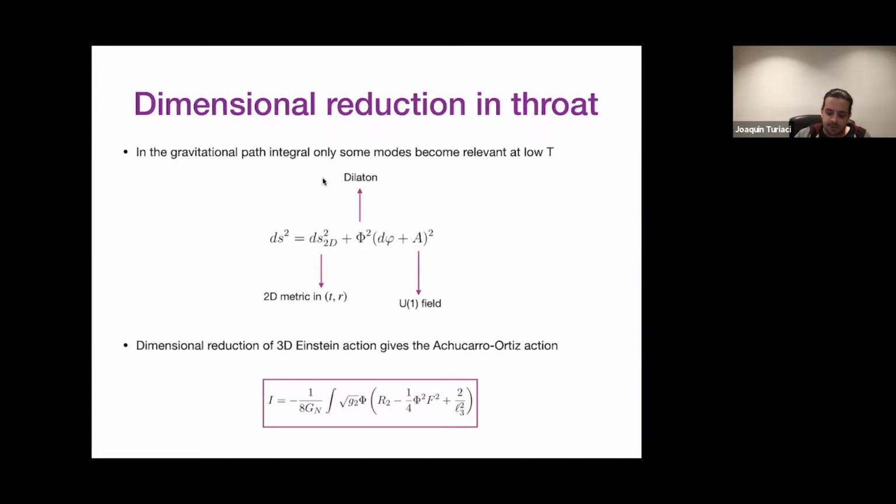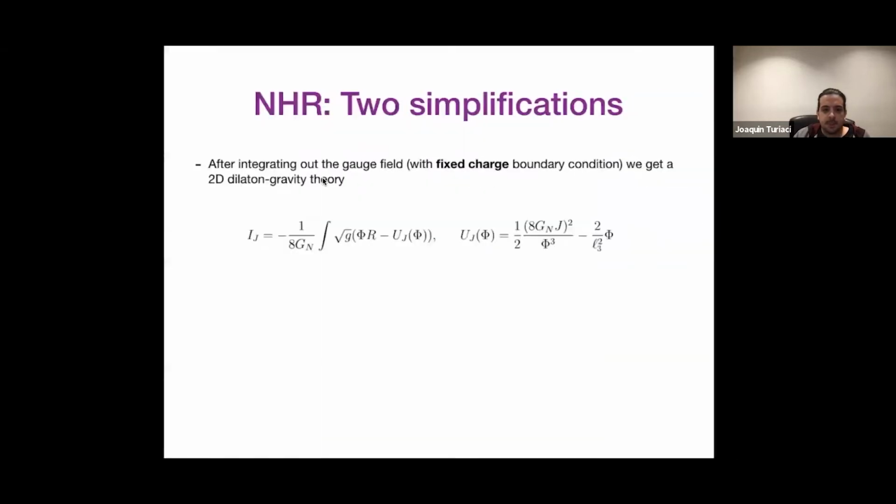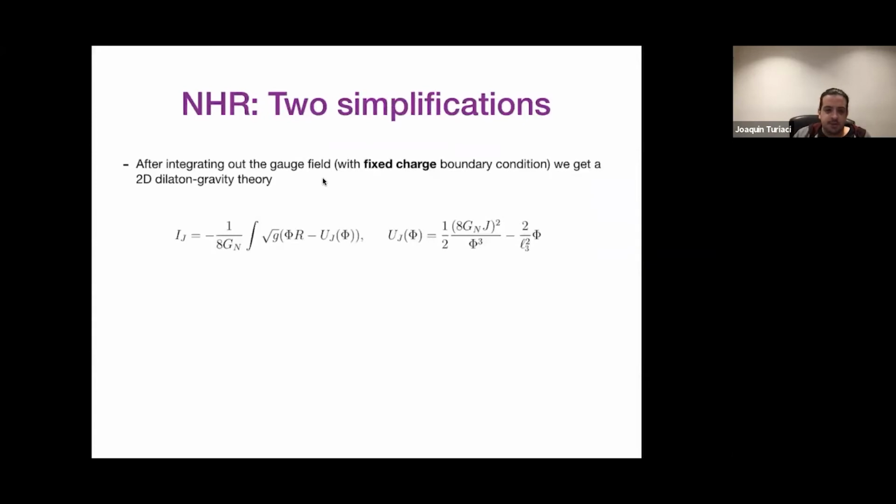When you reduce this 3D action to 2D in time and radial coordinate, you get this action that was derived a long time ago by Achúcarro and Ortiz, which is a dilaton gravity coupled to a U(1) gauge field. And there are two simplifications that you can do near extremality. The first one is we will integrate out the U(1) gauge field. So this is easy to do. If we look at fixed charge boundary conditions, which in this case is fixed angular momentum, then the answer that you get, and this is because 2D Yang-Mills is so easy, is a dilaton gravity with a shifted dilaton potential. And the dilaton potential, this U of phi, will now depend on the angular momentum J.